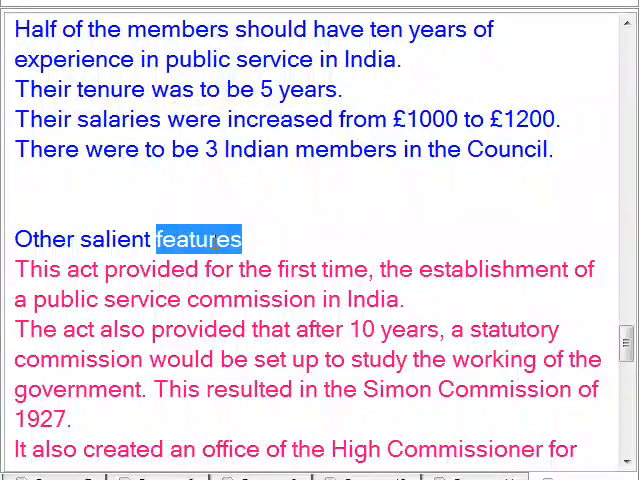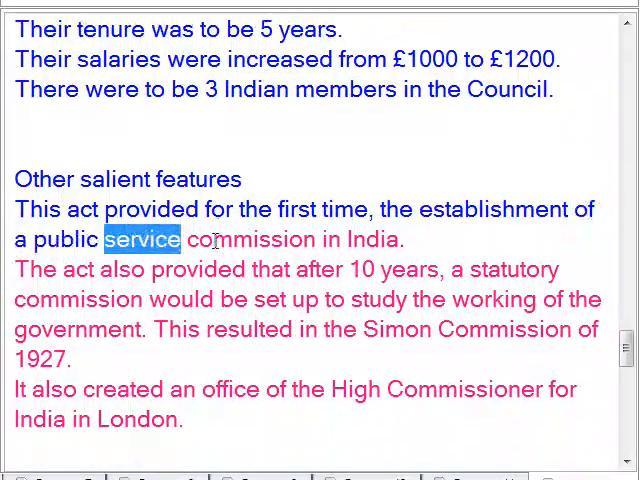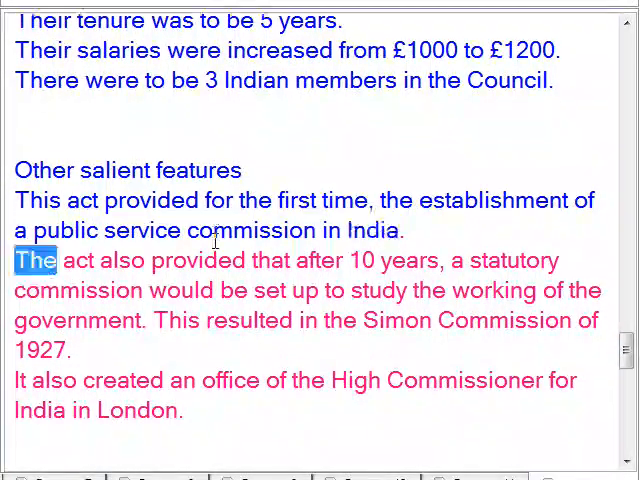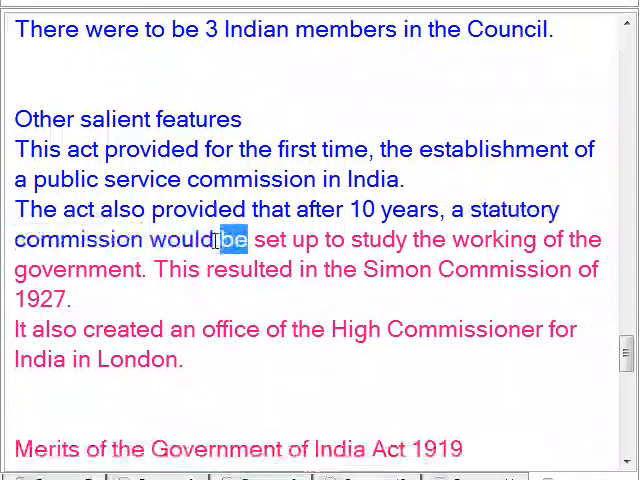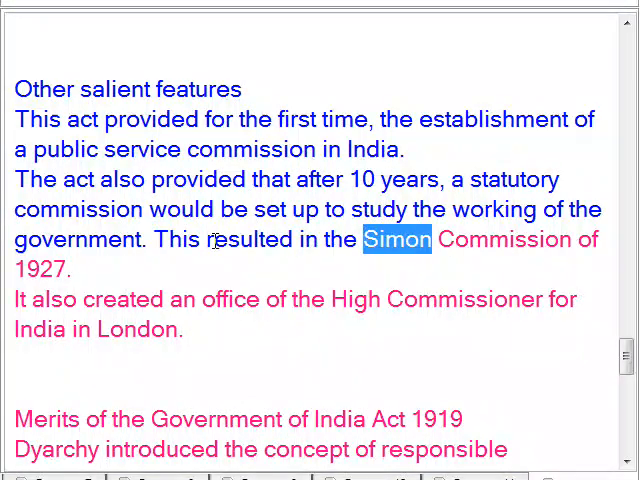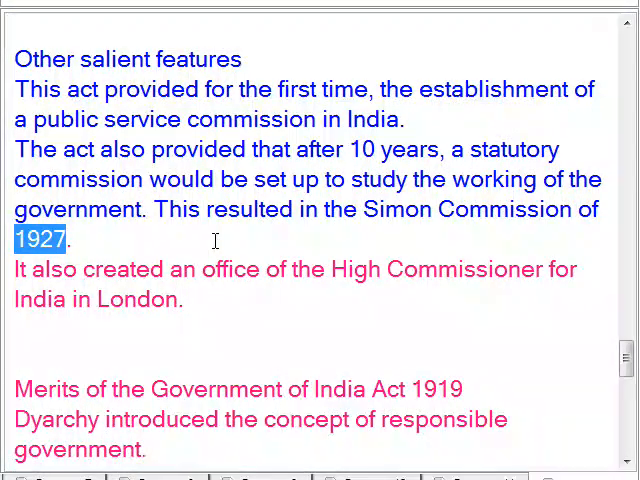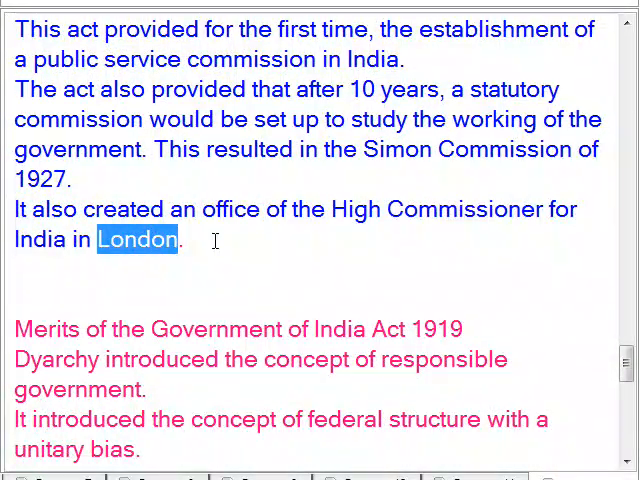Other salient features: this act provided for the first time the establishment of a public service commission in India. The act also provided that after 10 years, a statutory commission would be set up to study the working of the government. This resulted in the Simon Commission of 1927. It also created an office of the High Commissioner for India in London.